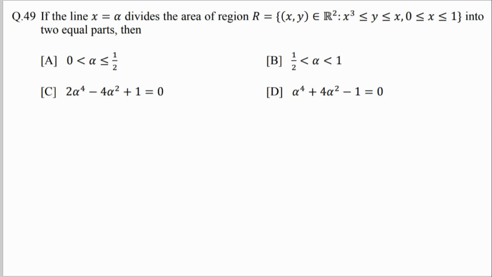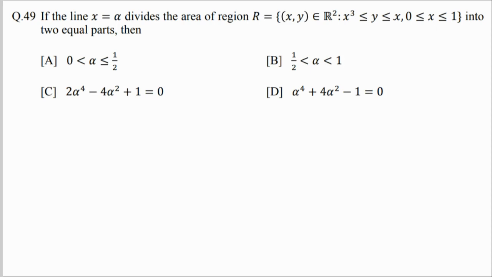So this is question 49 in the 2017 IIT JEE Advanced Exam, paper 2. And it says that if the line x equals alpha divides the area of this region into two equal parts, then which of these are true? And so it's from 0 to 1. That's the domain over here, right? That's the section we're looking at.